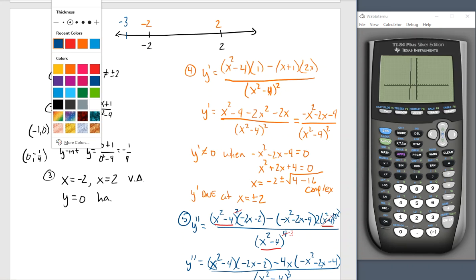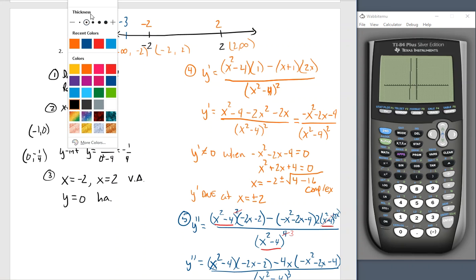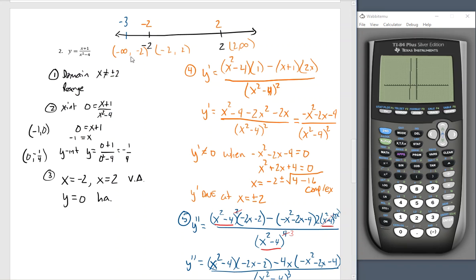For my orange test values, from -infinity to -2, from -2 to 2, and from 2 to infinity. Now I want to use a test value, and I'm going to test using green. For my colorblind students, I do apologize. So I want the first derivative at -5, any value to the left of -2.